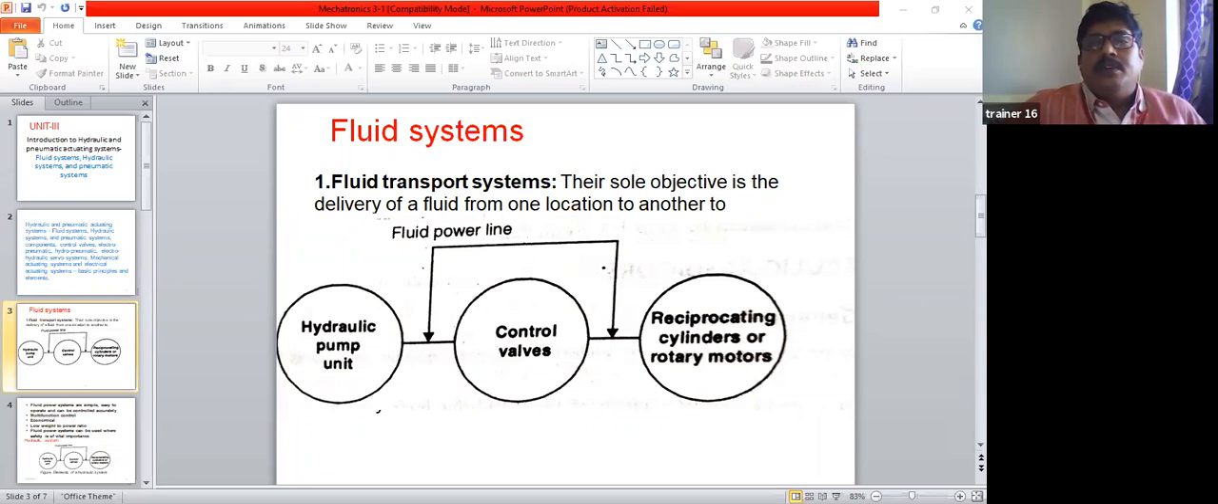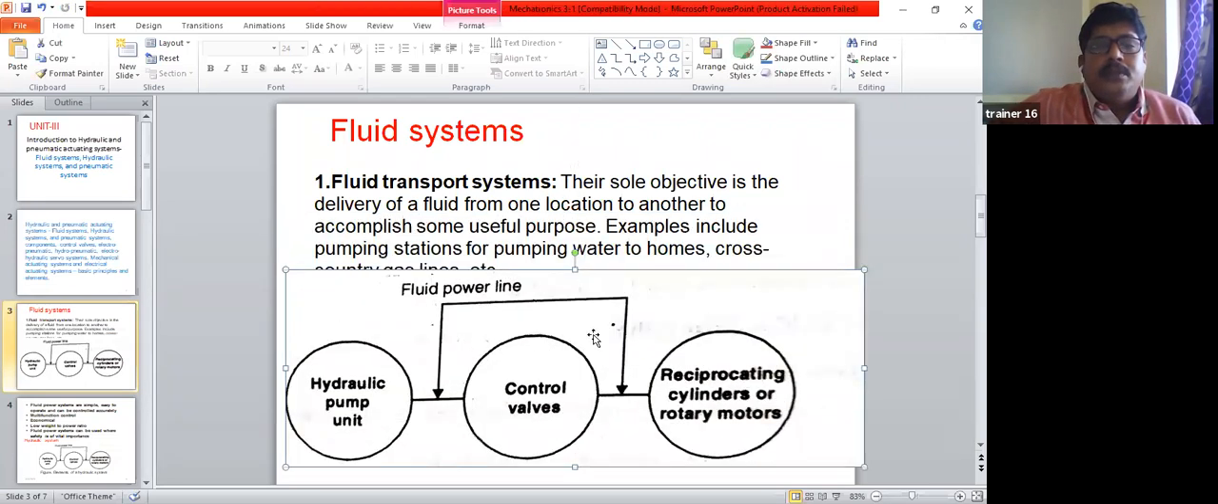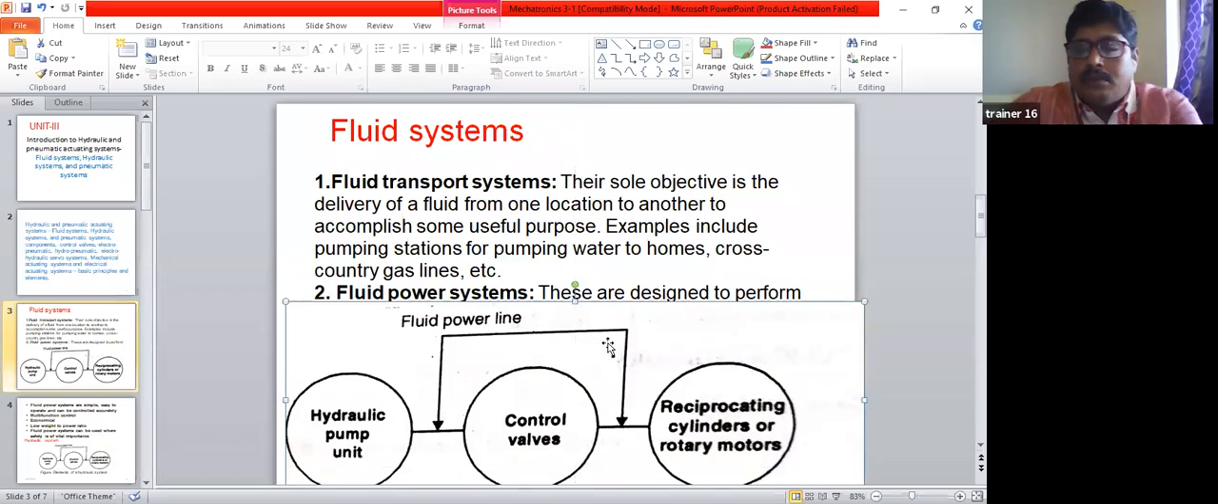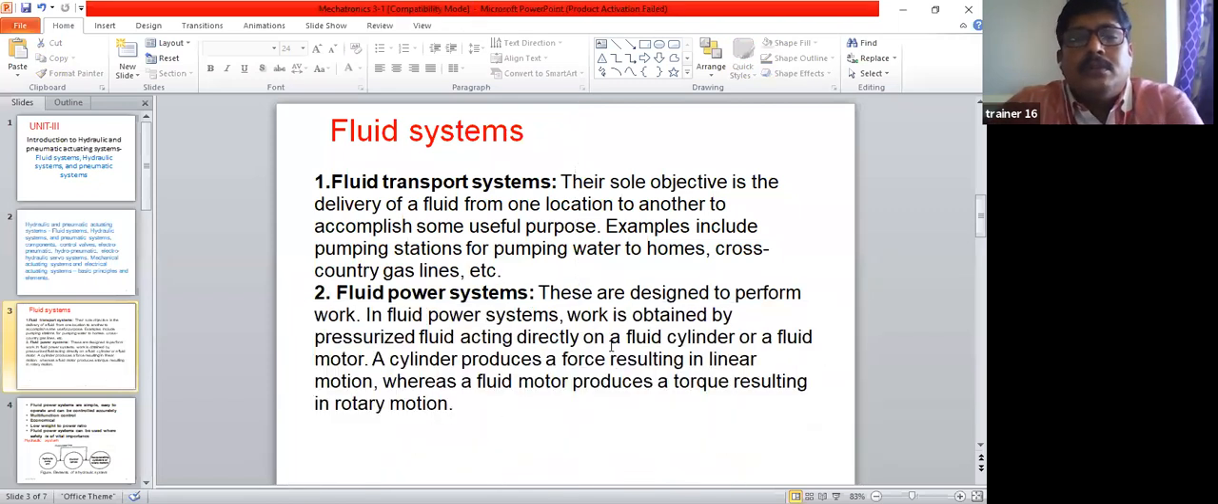Fluid systems, if you go for fluid systems, right? In this fluid transport, here are some. Before we go for fluid systems, I will give some brief introduction about mechanical actuators and electrical actuators, right?